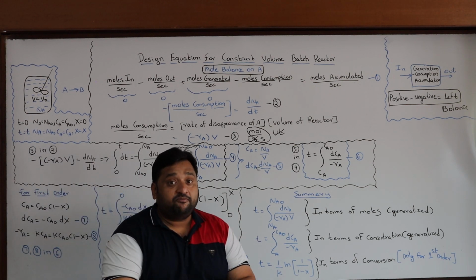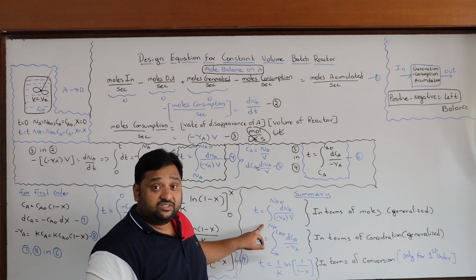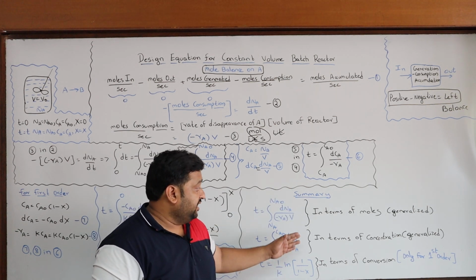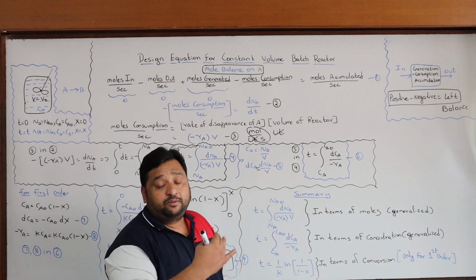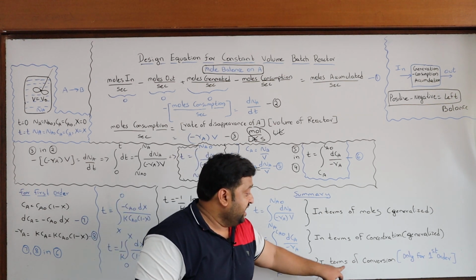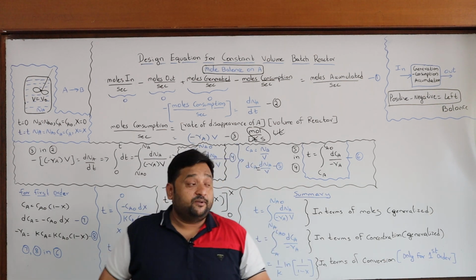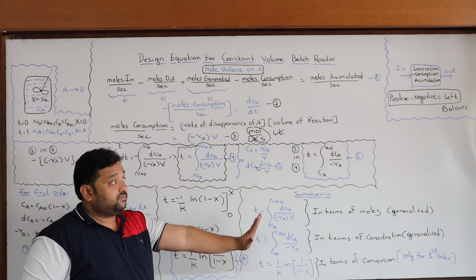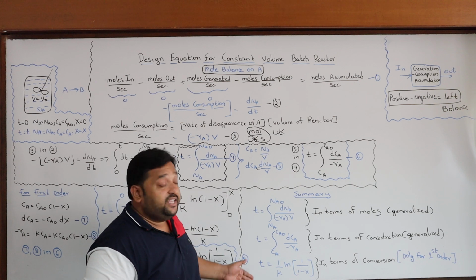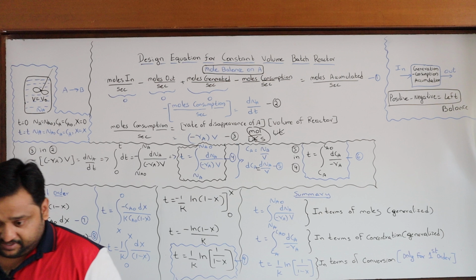You can find time for a given change in moles, for a given change in concentration, for a given change in conversion. These two are generalized, that means they apply to any order. The one in terms of conversion applies only to the first order, because here we have assumed the first order and proceeded with the derivation. So let us solve one example based on these three equations so that you can get more clarity.